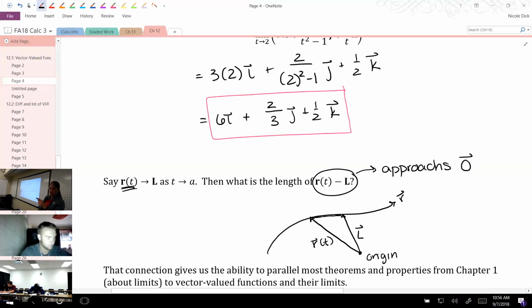And that is a 0 vector. Okay, there would be nothing there. This is kind of similar to epsilon delta proofs. We're not going to do an equivalent of that here.